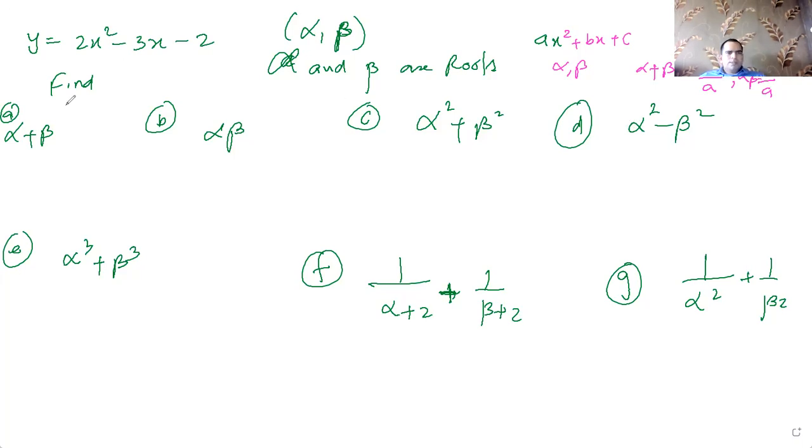Looking at this problem, it has been given that alpha and beta are the roots of this equation, 2x squared minus 3x minus 2. The value of a is 2, the value of b is negative 3, and the value of c is negative 2.